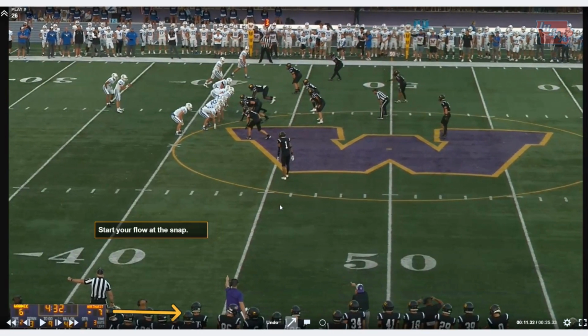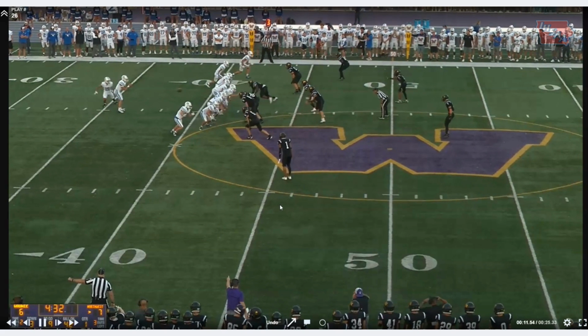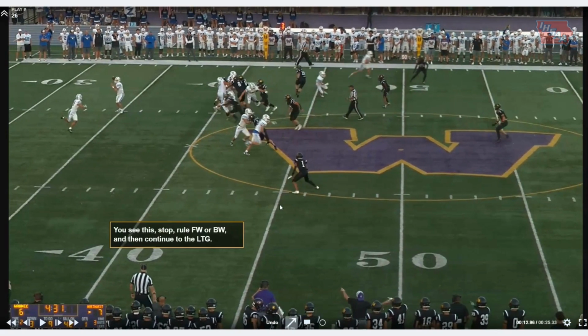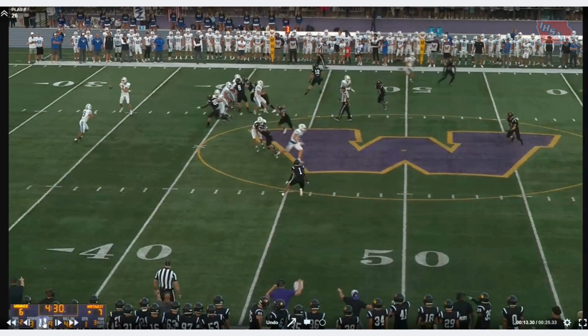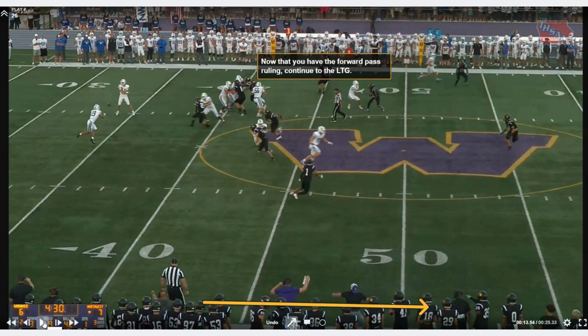remember, third down flow. So start your flow at the snap. And now you see, ooh, quick pass coming my way. Both officials, the H who started his flow, the L who has hesitated a little bit. We would want to start that flow. But right now, you stop and you make a ruling on forward or backward. And right now, you're like, I got it, forward. Continue your flow again. Continue. Try to get to that line to gain.